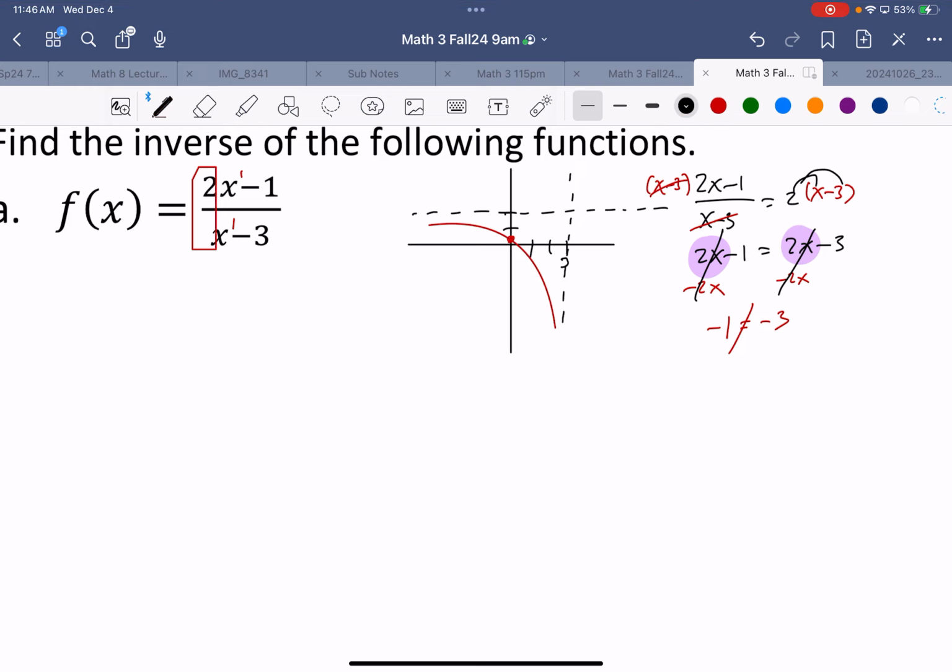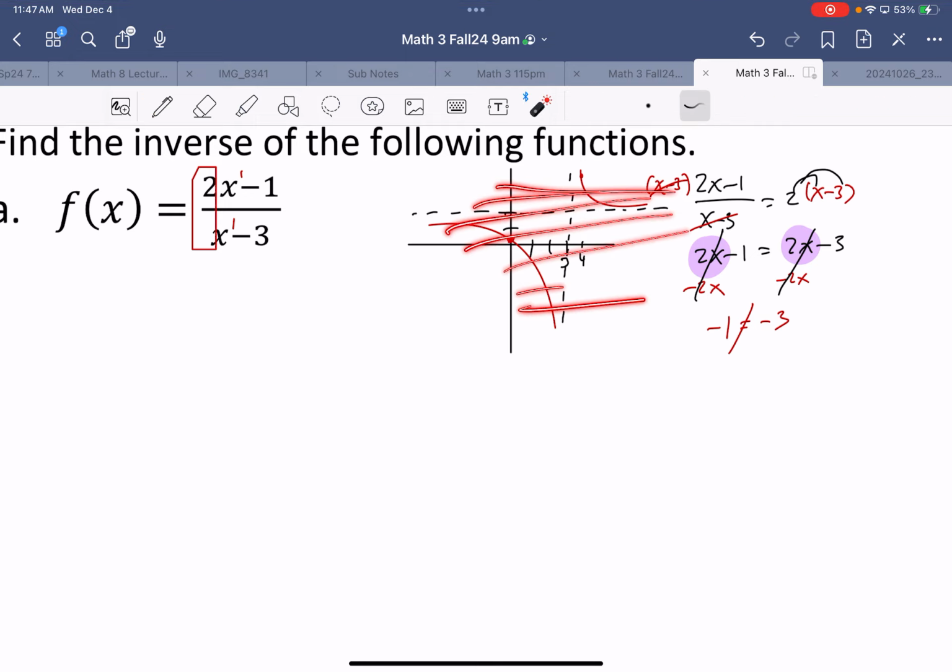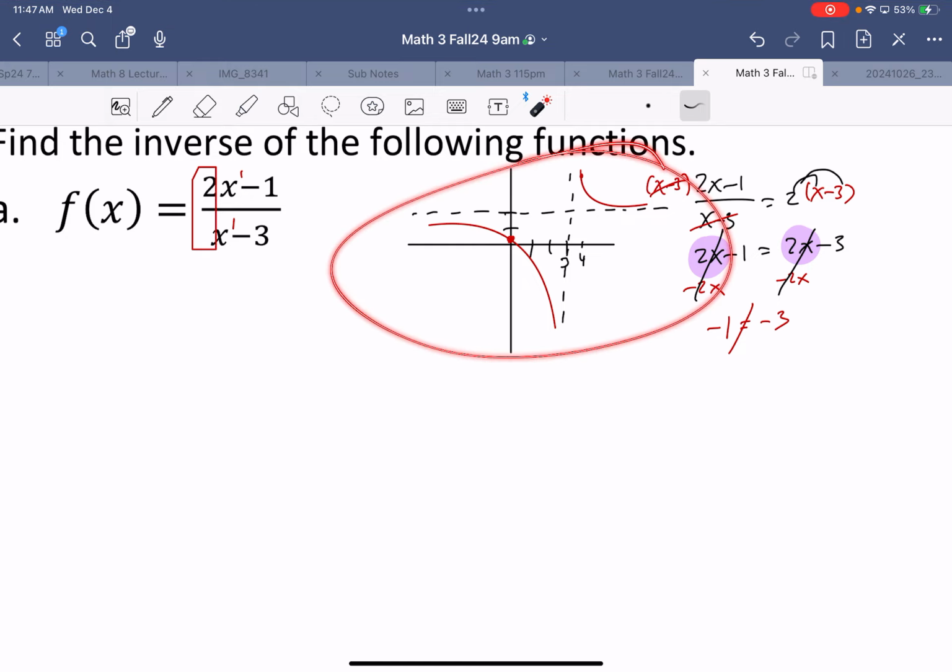And then I can choose 4, which plugging in 4 here makes 8 minus 1 is 7. 4 here makes 1. So that's going to be 7, which means it's going to be further up here. I just know it's above the horizontal asymptote. And since I don't cross the horizontal asymptote, I know it's going to look like that. Meaning this does pass the horizontal line test. Do I expect you to do this? No. I just want to do a quick review on vertical asymptotes.